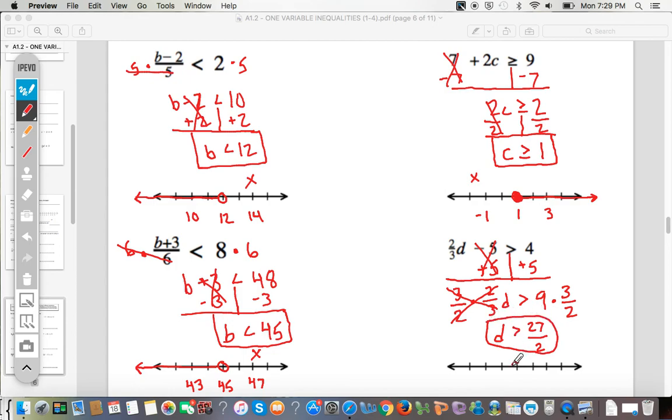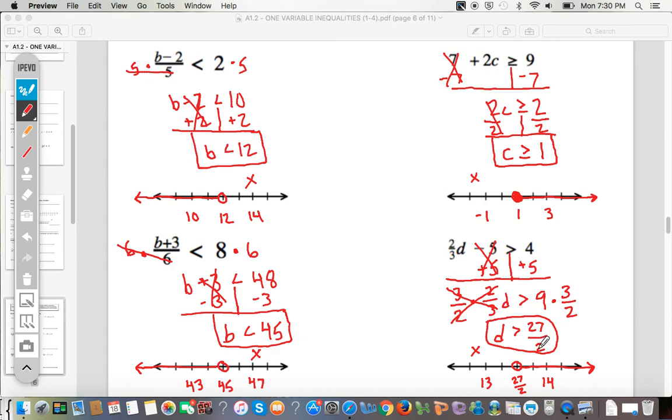Okay, so I'll make my circle. It's an open circle because it's just a greater than sign. Okay, so I'll put 27 over 2. So if you plug 27 over 2 into a calculator, we realize that it is right in between 14 and 13. It's 13 and a half. So I'll put 14 over here, and I'll put 13 over here. Okay, so d is greater than 27 over 2. So our solution won't come from this portion of the number line. It will come from this portion.